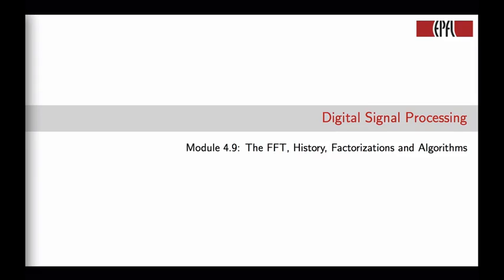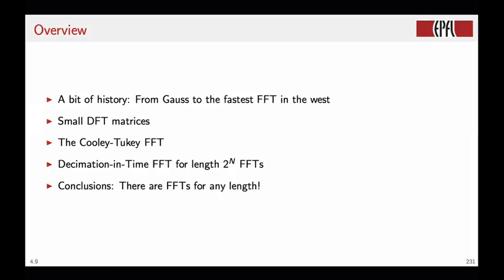Module 4.9, the fast Fourier transform: history, factorizations, and algorithm. The overview of the module is the following. First, we remind ourselves of the history of this topic, which goes back quite far, with Gauss inventing the fast Fourier transform even before Fourier defined it.